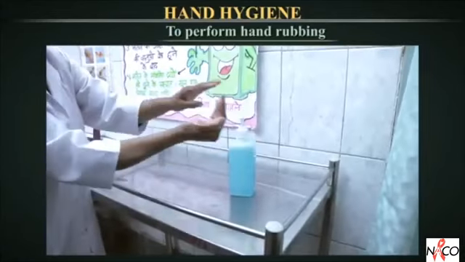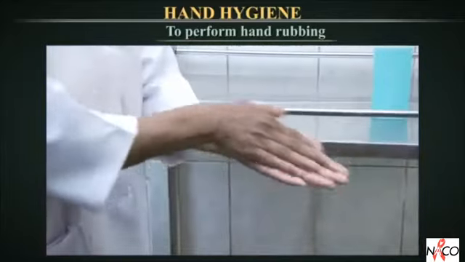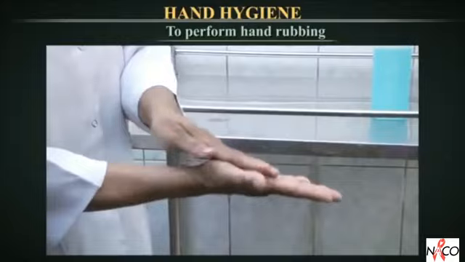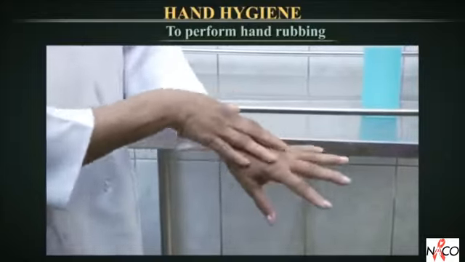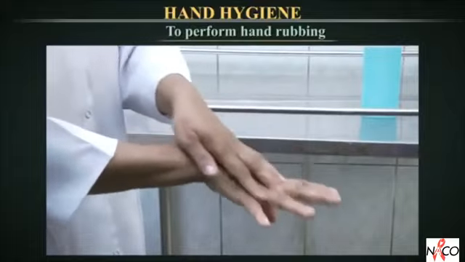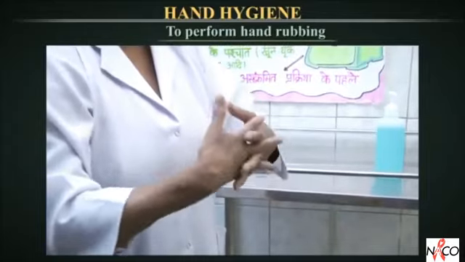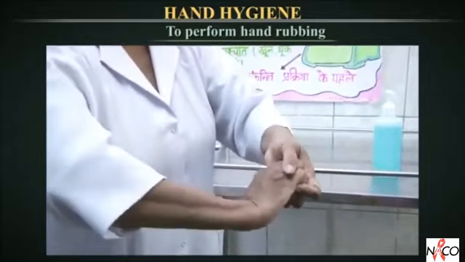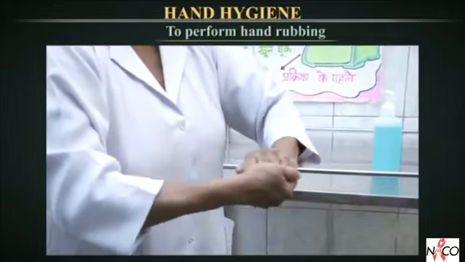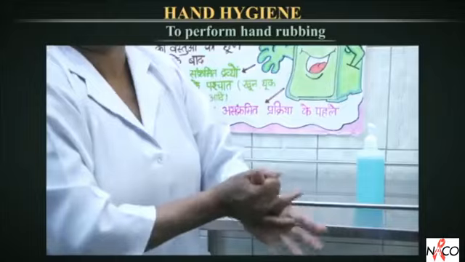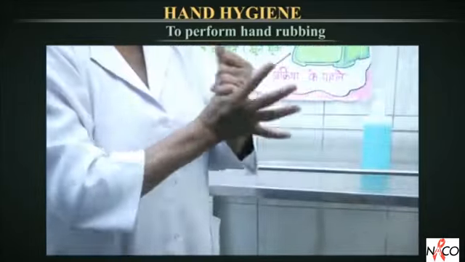Apply a palmful of the product in a cupped hand, covering all surfaces. Rub hands palm to palm. Right palm over the left dorsum with interlaced fingers and vice versa. Palm to palm with fingers interlaced. Back of fingers to opposing palms with fingers interlocked. Rotational rubbing of left thumb clasped in right palm and vice versa.